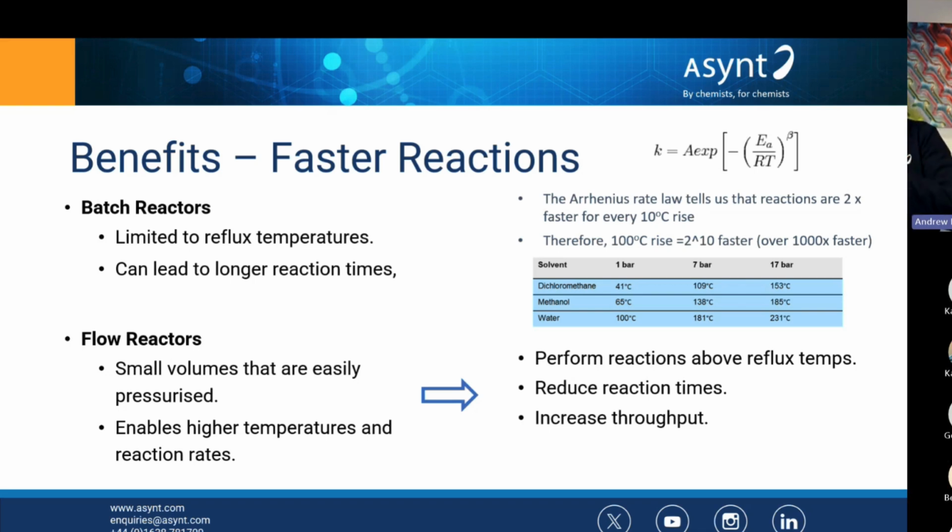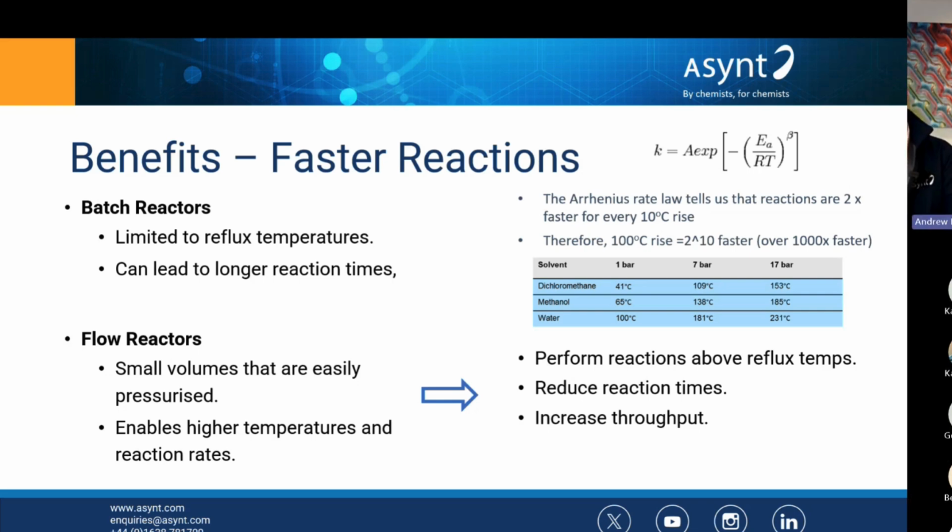And if we can reduce those reaction times, then we can create more material. We can flow faster through the same volume flow reactor and have a higher throughput. So that's a really good application for, or example of, process intensification, which is green.